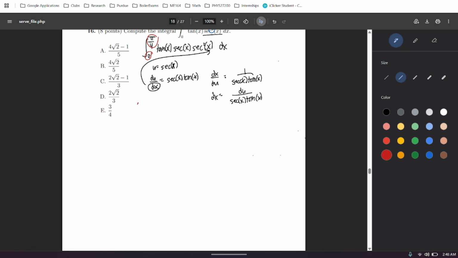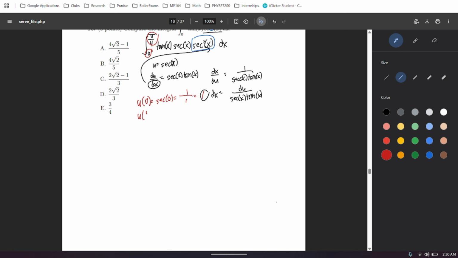So for example, u of 0 would be equal to secant of 0, which is equal to 1 over cosine of 0, which is just 1. Therefore, u of 0 is 1. That would be our lower bound. And then u of pi over 4 would be equal to secant of pi over 4, which is equal to 1 over cosine of pi over 4, which is equal to 1 over root 2 over 2. That would be equal to 2 over root 2, which would be equal to root 2.